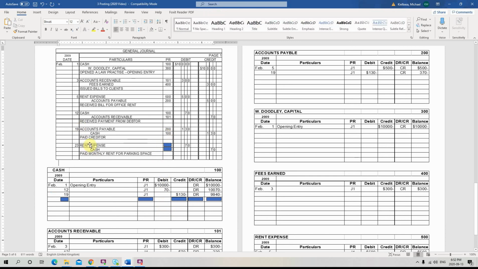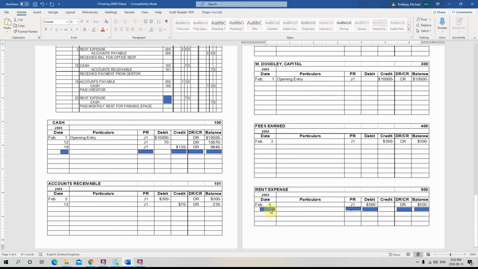And then the last one, on the 23rd, a debit of 70 to rent expense. So my balance is going to be, if I started with a debit balance of 500 and I debit some more for 70, the balance is going to be 570, and it's going to be a debit balance. The last one, a credit to cash of 70 on the 23rd.